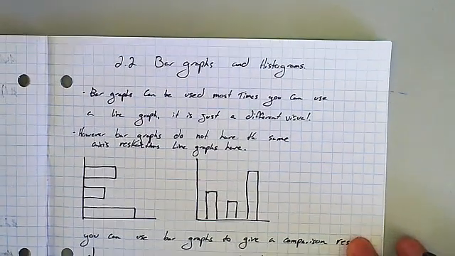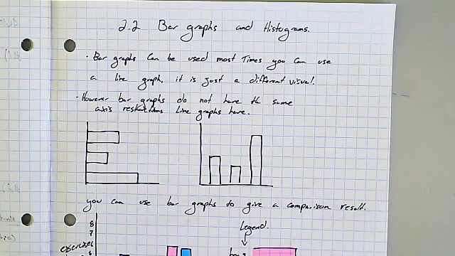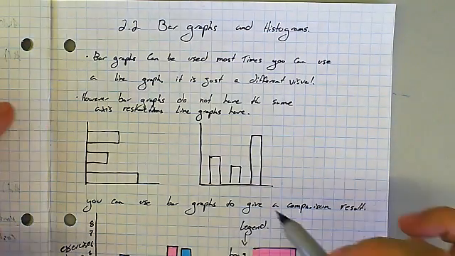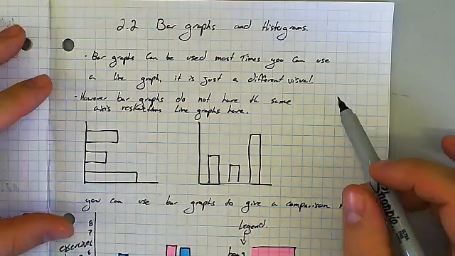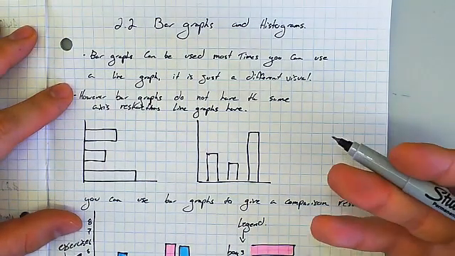Okay, so again, this is aw10, and this is section 2.2. We're going to talk about bar graphs and histograms. A bar graph can be used almost any time you can use a line graph. It's mostly just a visual difference.